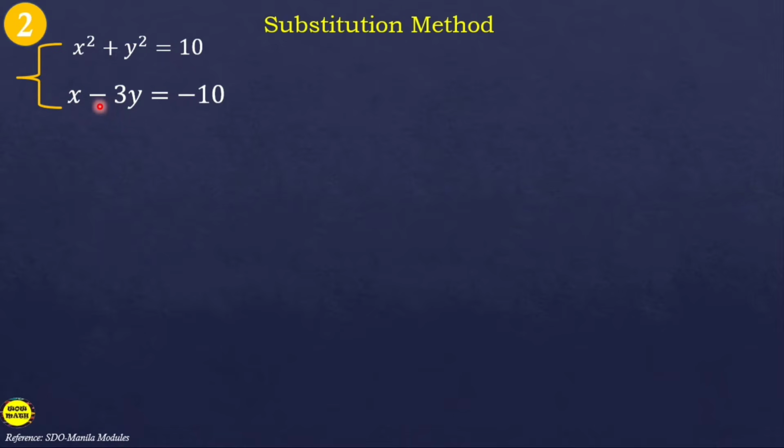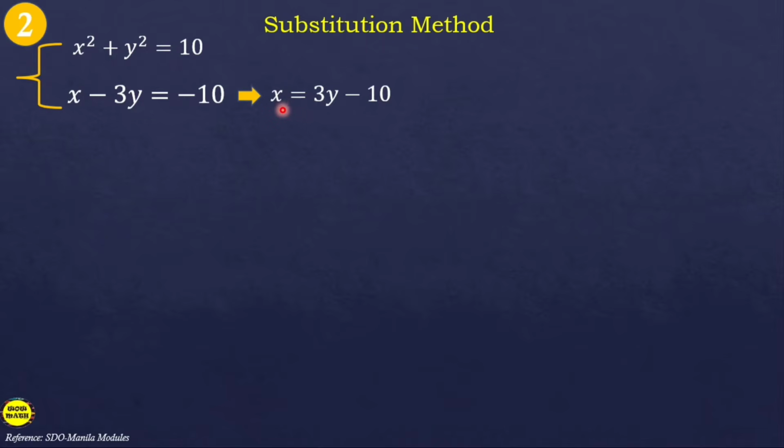So, ilipat na natin yung negative 3y sa kabila, para x na lang yung maiwan dito. Kasi kung isosolve natin yung y, meron pang numerical coefficient, mas matagal. So, ito na yung ilipat natin doon. So, magiging x is equal to 3y minus 10. So, yung value ni x, yan yung isa-substitute natin dito sa unang equation natin.